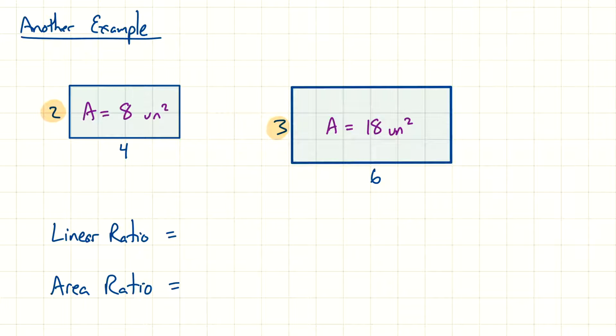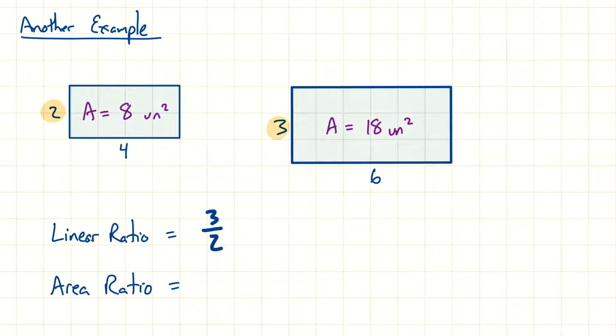All right, so if you said 3 over 2, you would be correct. And then the second question is, what is the area ratio? And try to reduce that if you can.